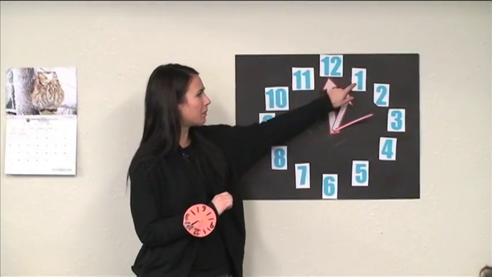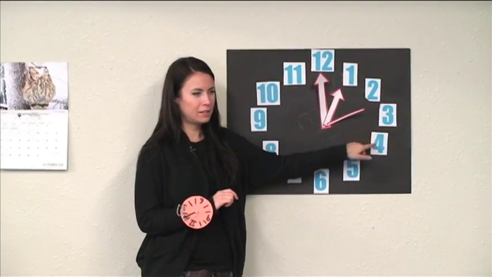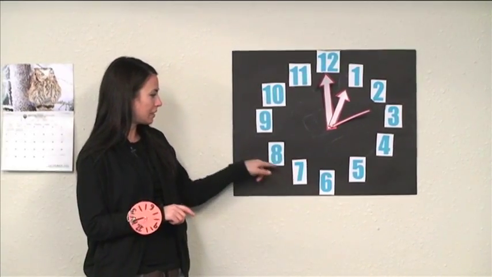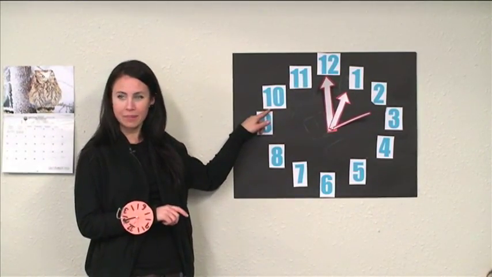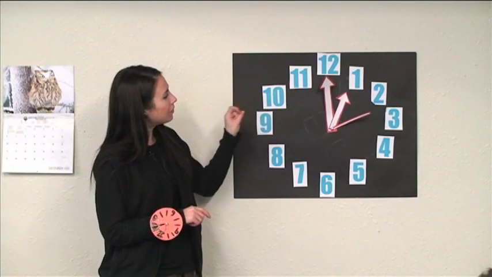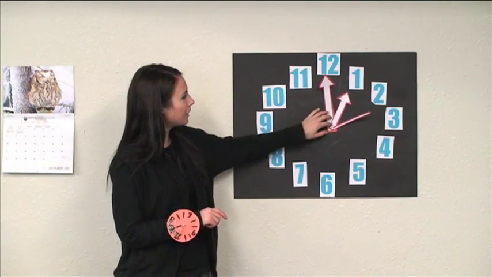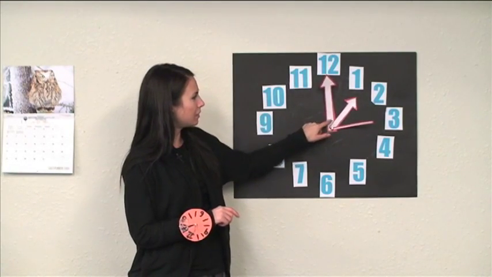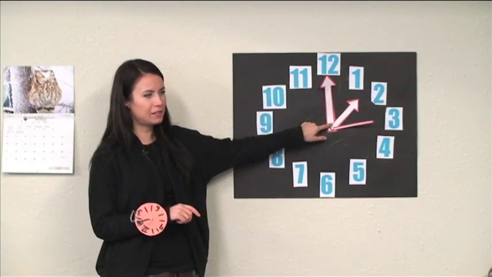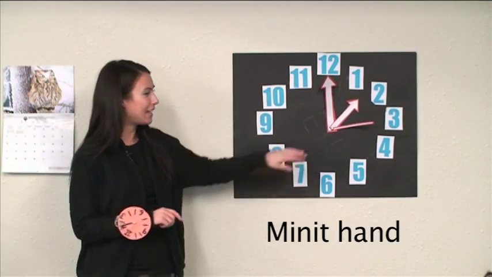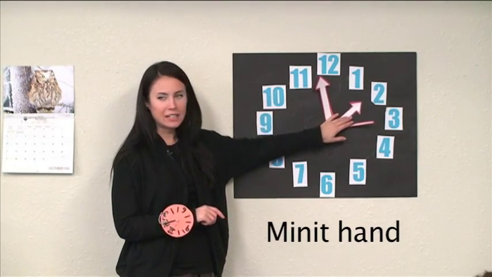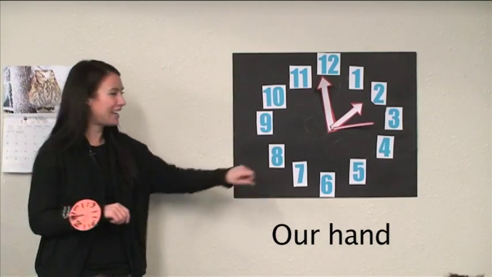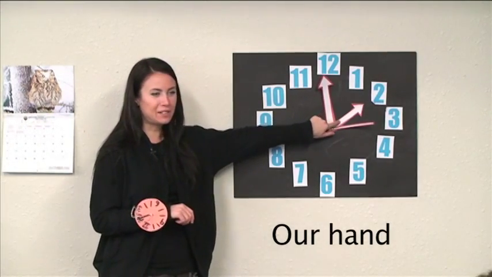So what does each number represent? 1 hour. Good job. So each number on this clock represents 1 hour. So we have 12 hours on the clock and then 24 hours in a day. Does anybody know what these hands are for? This big hand tells us the minutes, and the little hand tells us the hour. Good job, Nate.